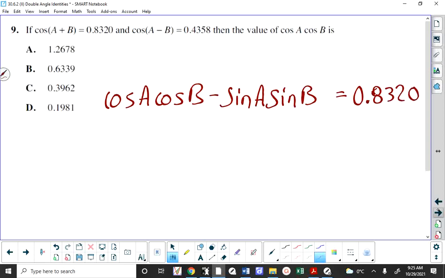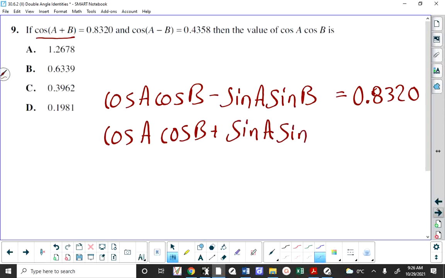0.4320. So all I've done here, everybody, is I've taken cos of A plus B and looked at the identity of cos of A plus B. I'm pretty sure I have that right, but you will let me know, please, if I got that right. Cos of A plus B is cos A cos B minus sine A sine B. Okay. And then we're going to apply the same idea to the second statement, which is the cosine of A minus B. Well, cosine of A minus B is cos A cos B plus sine A sine B. And this is equal to 0.4358. Does that make sense, those two statements?